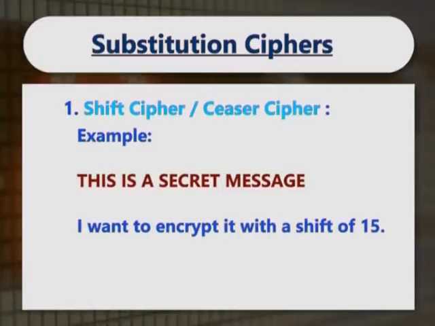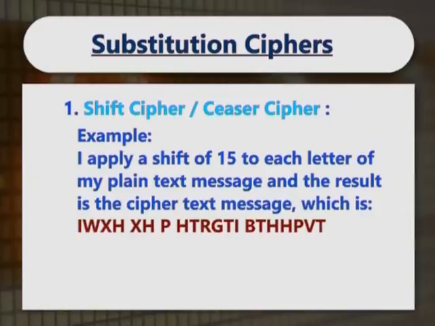Just to give you a more concrete example, I'll show you encryption on an actual message. Here is my secret message that I want to send to someone. This is a secret message and I want to encrypt it with a shift of 15. I apply a shift of 15 to each letter of my plain text message, and the result is the ciphertext message, which is IWXH XH P HT RGT I BTHH PVT.